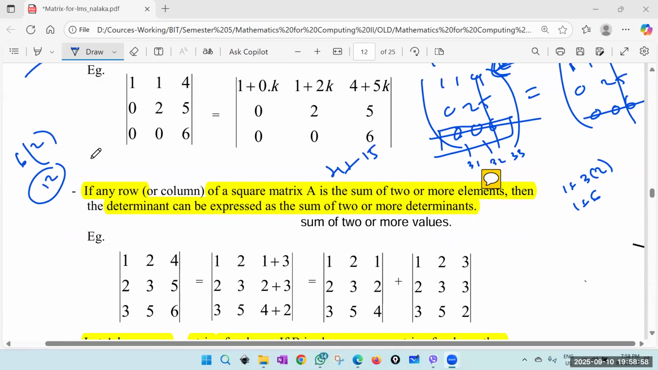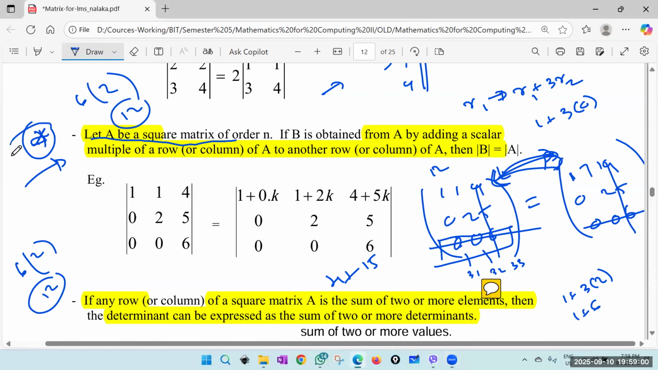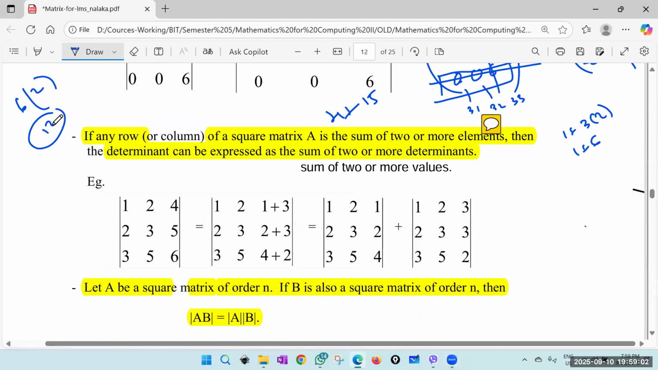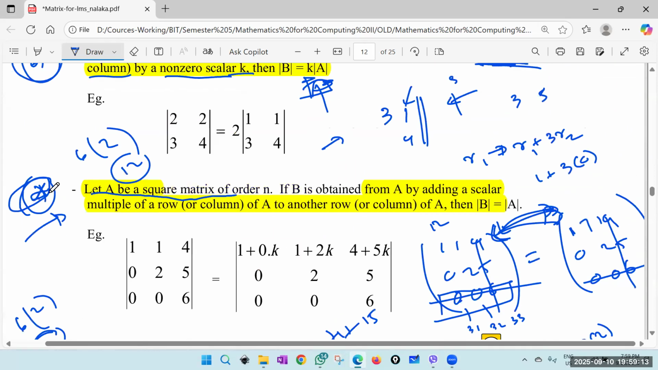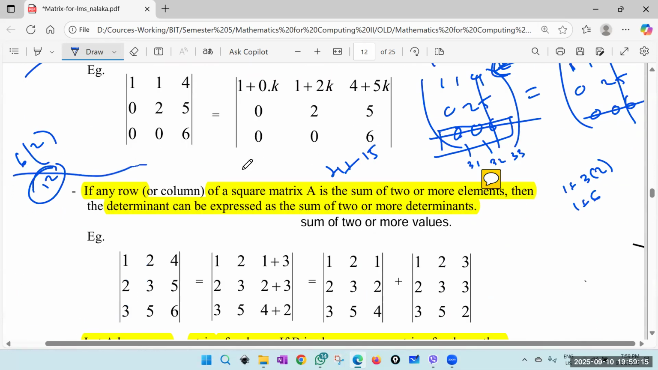Right. So that is another important property. This is a very important property. Right, so the next one. Now we are into the final property. So now we have discussed up to this point. This is our final property.